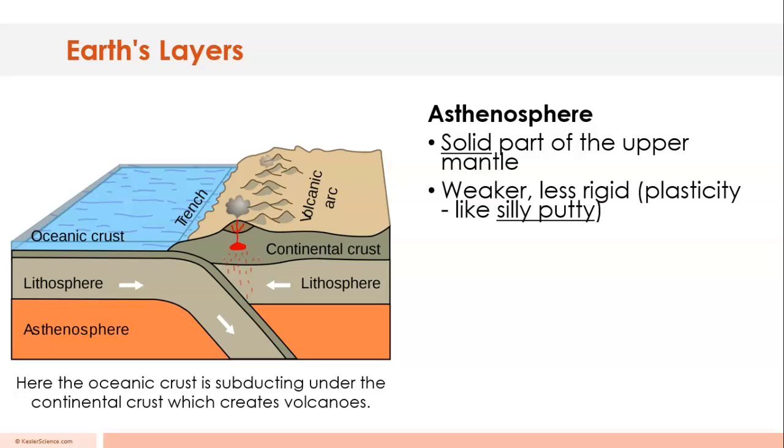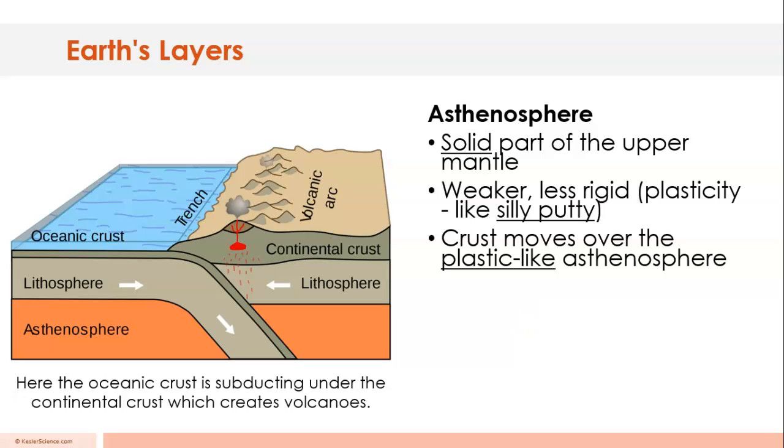It has some stretch to it. It has some movement to it. And so the crust, which is the lithosphere with the crust, which is sitting on top of the asthenosphere, is able to move because the asthenosphere is kind of movable.